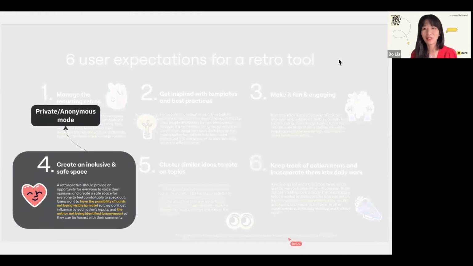We narrowed down to the user need of creating an inclusive and safe space. For users, a retrospective should provide an opportunity and also a safe space for everyone to comfortably voice their opinion. For example, users want the possibility of their input not being visible during a retro session, so they can avoid groupthink and not be influenced by each other's input. Also, especially for newly formed teams, they want the author name not to be identified, so they can be honest with their comments. The solution for that is the private anonymous mode.